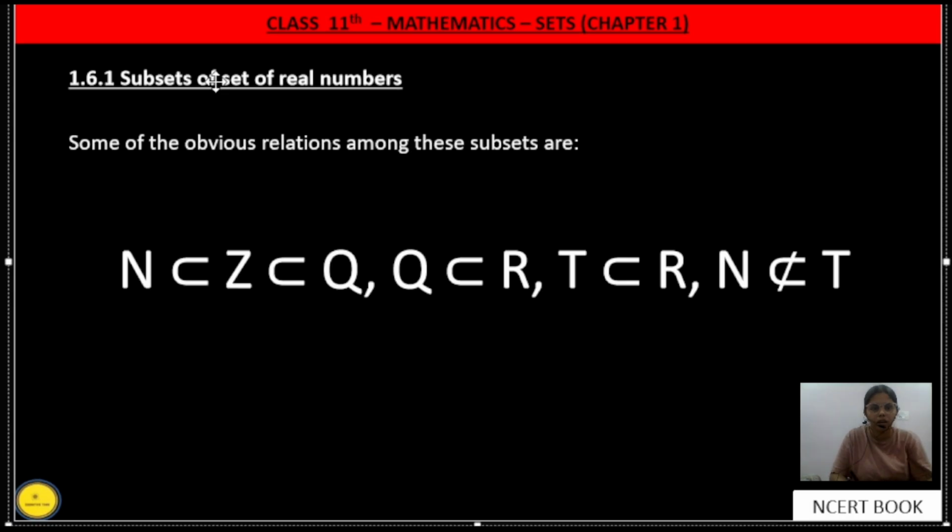Okay. Now subsets of set of real numbers. So here we have this series. Which set is a subset of which set? The set of natural numbers is a subset of Z, which is the set of integers, which is a subset of rational numbers. Then rational numbers are a subset of real numbers.